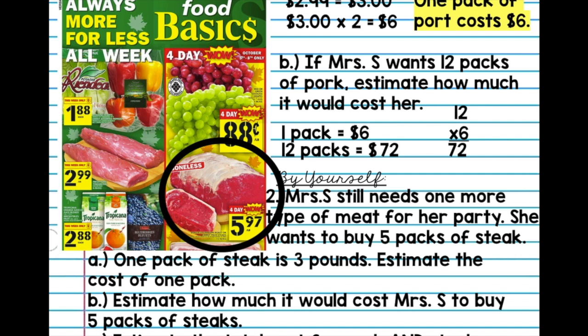Okay, so we're going to go over the answers for letter A. So one pack of steak is 3 pounds. How much is 1 pack? Okay, so if I know 5.97 is 1 pound, I'm going to estimate that, and that's going to mean it's $6. So if I want to figure out 1 pack of steak, if it's $6 per pound, 6 times 3 equals how much? $18. Did you get that? If you got that, put a check mark. If not, go ahead and copy that. 6 times 3 equals 18. All right, that's 1 pack of steak.